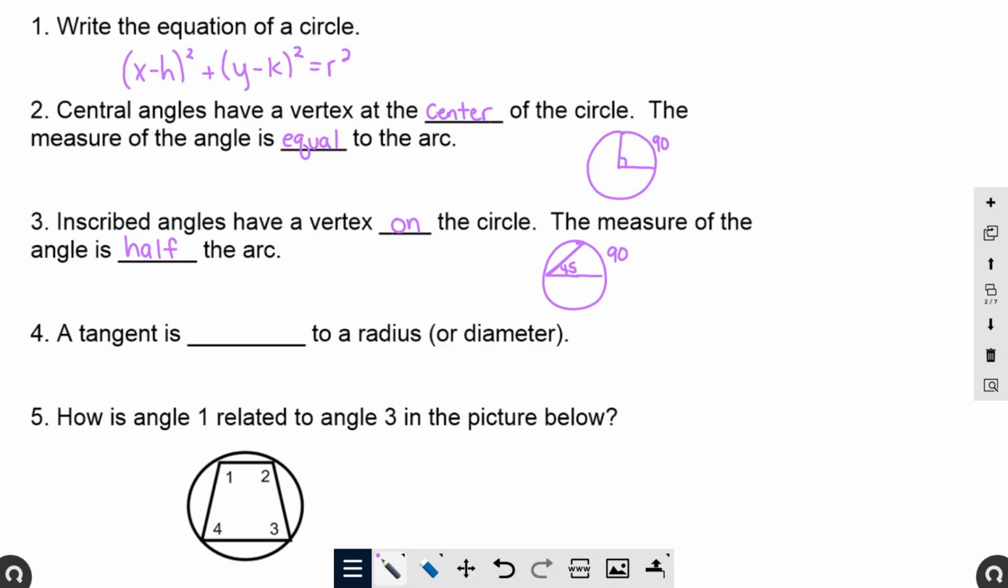All right, question 4. A tangent is blank to a radius or diameter. Perpendicular. And perpendicular means what kind of degrees? 90 degrees. In this last picture, how is this angle 1 related to angle 3? They're supplementary. What does it mean to be supplementary? Good. You add them up to equal 180.